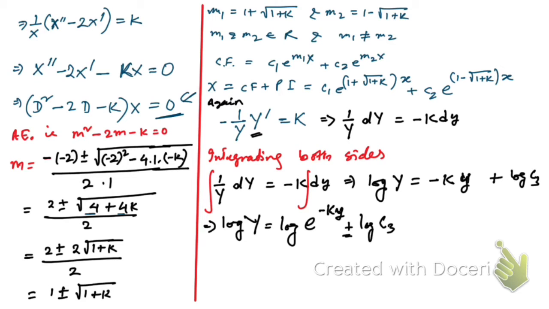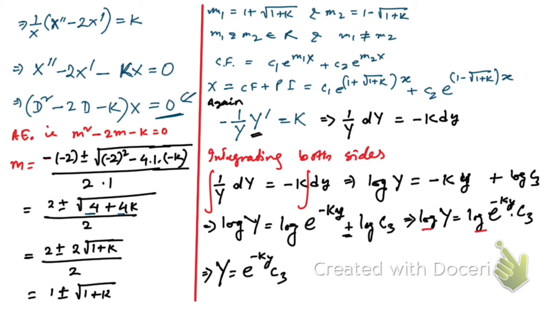And as there is a plus, we're going to apply this rule: log m plus log n is equal to log of m into n. If we apply that rule, then this equation is now log of capital Y equals log of e to the power minus ky into c3. That is what we have got. So we can remove the log from both sides. Then we can write capital Y is equal to e to the power minus ky into c3. That's what we have got.